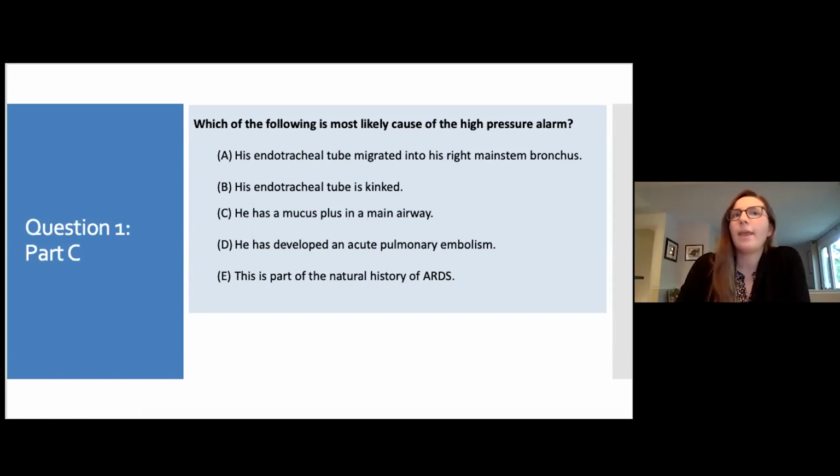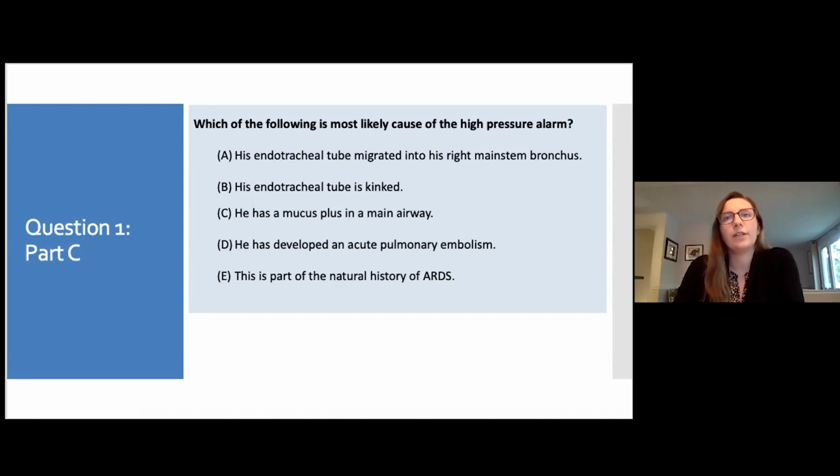Is it A, his endotracheal tube migrated into his right mainstem bronchus? B, his endotracheal tube is kinked? C, he has a mucus plug in a main airway? D, he's developed an acute pulmonary embolism? Or E, this is just a part of the natural history of ARDS?